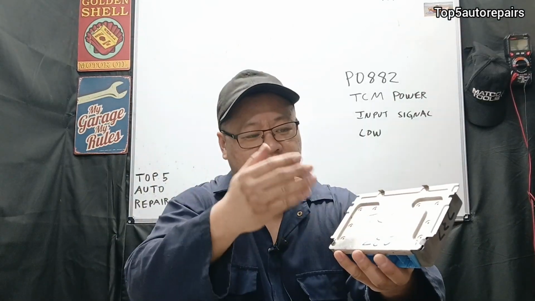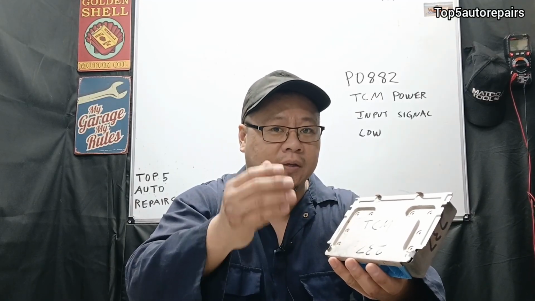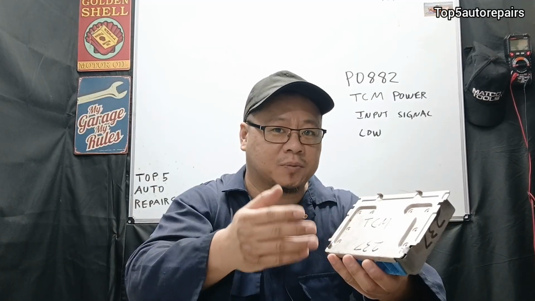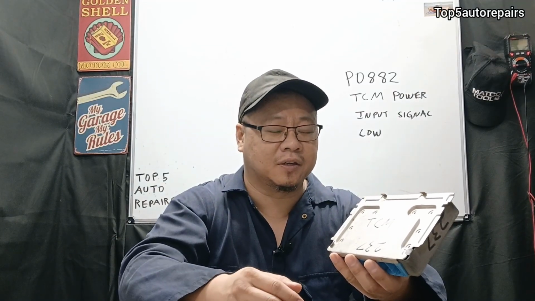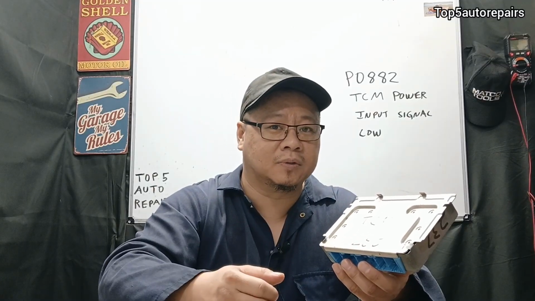What symptoms should you expect when the TCM is failing? The first and most common symptom is going to be limp mode. Limp mode is a safety feature which limits the vehicle speed to 35 miles per hour and the transmission will be stuck in second gear. The next symptom is going to be the transmission shifting erratically. If you notice the transmission is shifting erratically, or if you notice that the transmission is not shifting gears at all, that's how you know you're going to have a TCM problem.